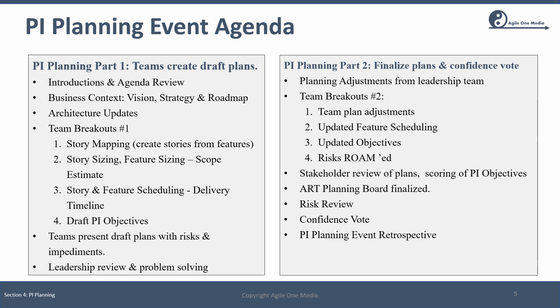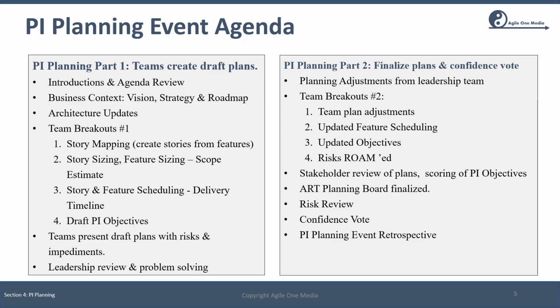Then we'll have the first major breakout session where teams will create first pass plans. This involves first breaking features into stories, estimating stories and features, and confirming the scope of what can be achieved in the PI. Then figuring out an approximate delivery timeline for features. This is to the nearest sprint. And then coming up with a draft set of PI objectives.